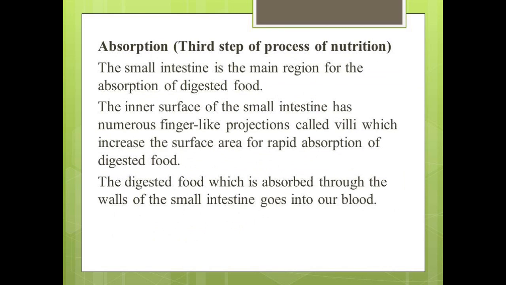Absorption. Third step of the process of nutrition. The small intestine is the main region for the absorption of digested food. The inner surface of the small intestine has numerous finger-like projections called villi, which increase the surface area for rapid absorption of digested food. The digested food, which is absorbed through the walls of the small intestine, goes into our blood.